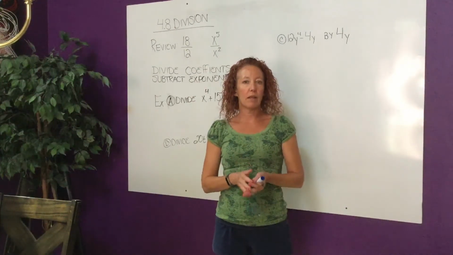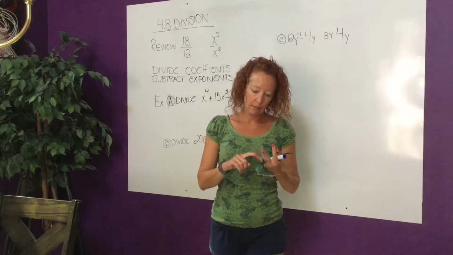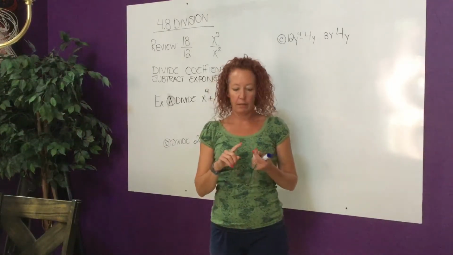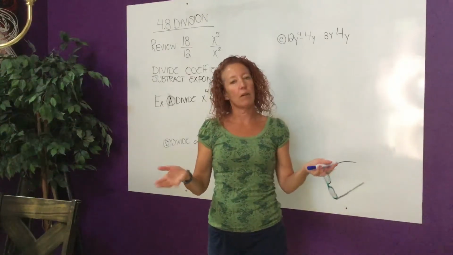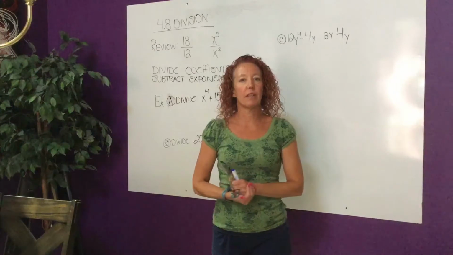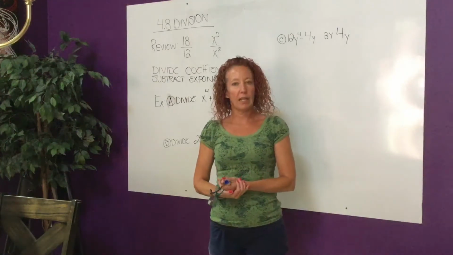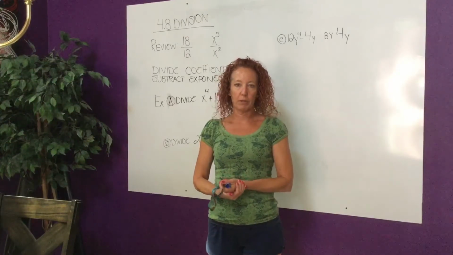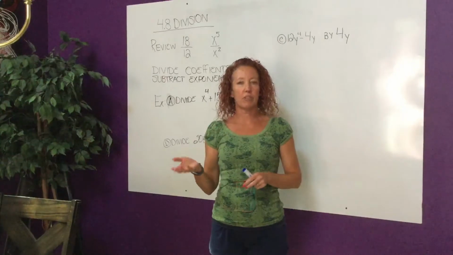So this is our last section in chapter 4. So far we have added, subtracted, simplified. We started with simplifying, multiplied, and so the only operation left to do is dividing polynomials. So 4.8 is about dividing polynomials. There are easy examples, and then there's some pretty tricky ones.